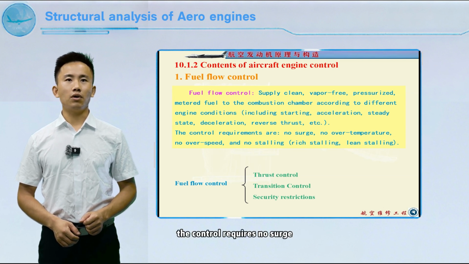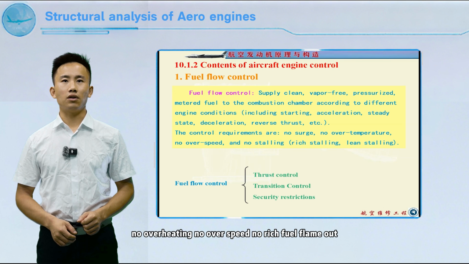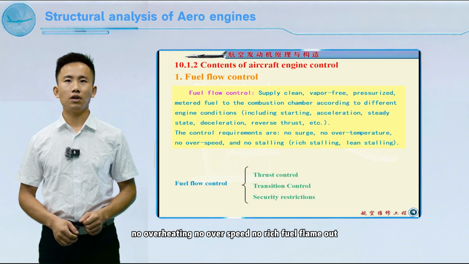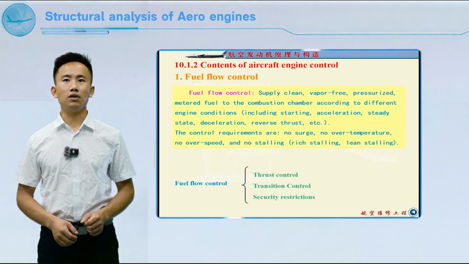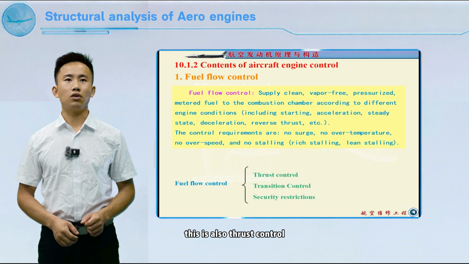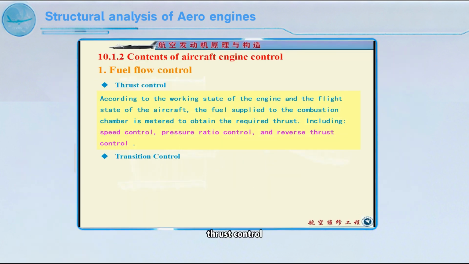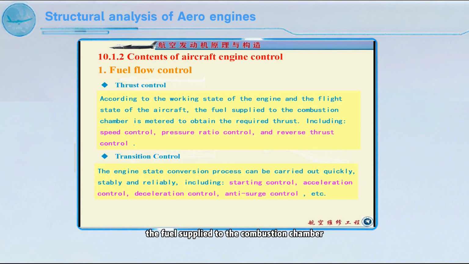The control requires no surge, no overheating, no overspeed, no rich fuel flameout, and no lean fuel flameout. This is also thrust control, transition control, and safety limit. Thrust control is to meter the fuel supplied to the combustion chamber according to the working state of the engine and the flight state of the aircraft to obtain the required thrust. Thrust control includes speed control, pressure ratio control, and reverse thrust control.